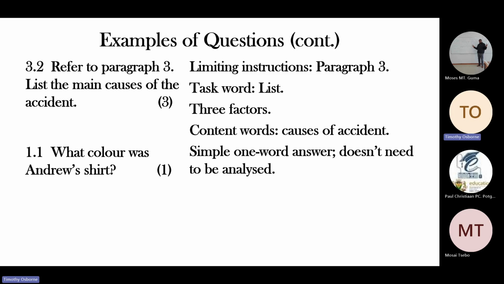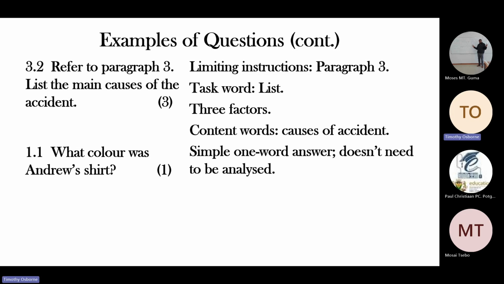You'll have to, also it's 3 factors. So you can't just list one, because if you look at the mark allocation, you're going to have to list 3 things. Okay, and then finally your content words, causes of accident. Right, also looks quite straightforward. Let's do a final one.